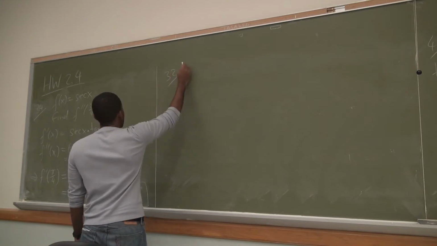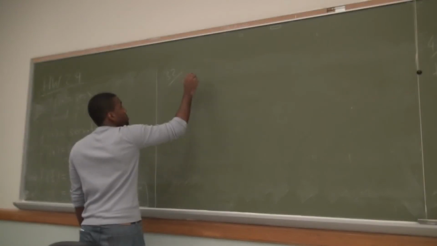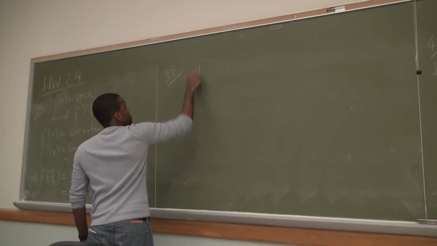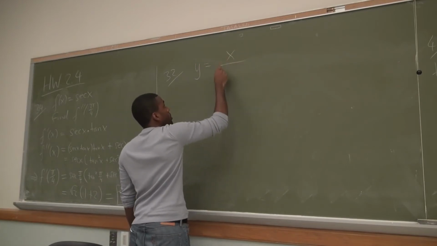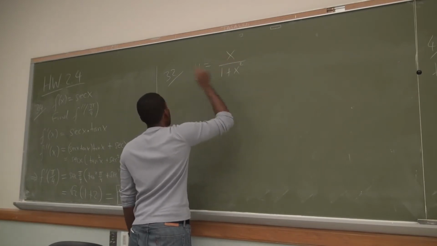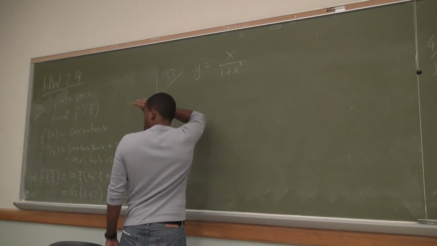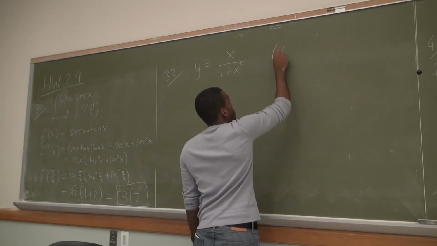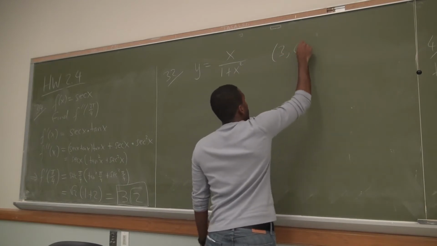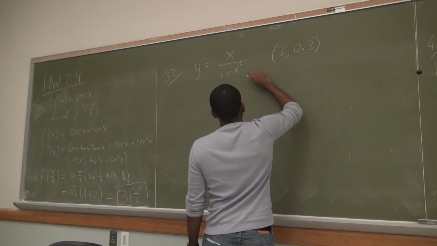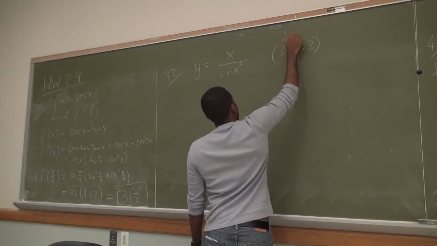Y is equal to x over 1 plus x squared. And what's the question? Find the tangent line of the curve at the point (3, 0.3). Yeah, you want the tangent line here? Okay.